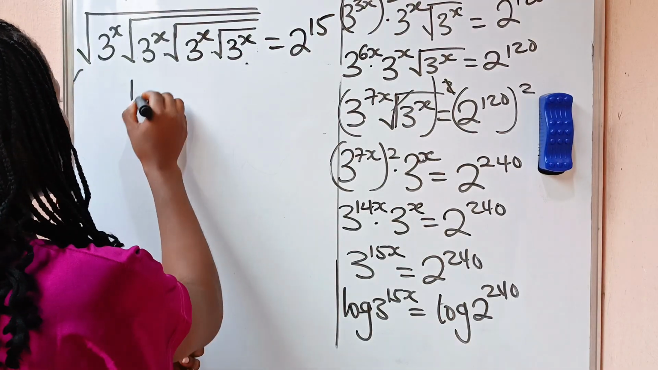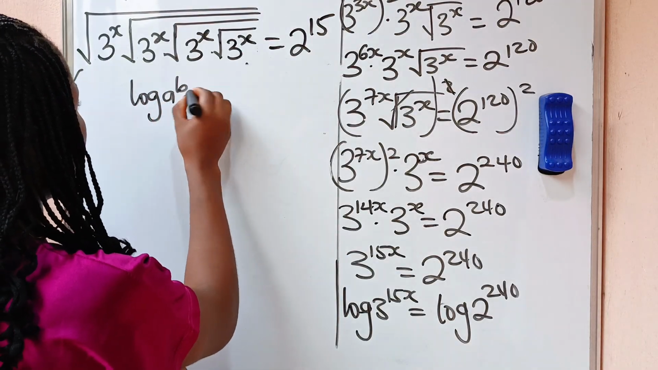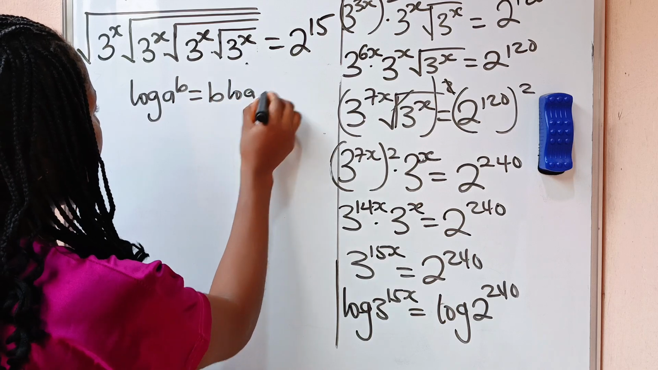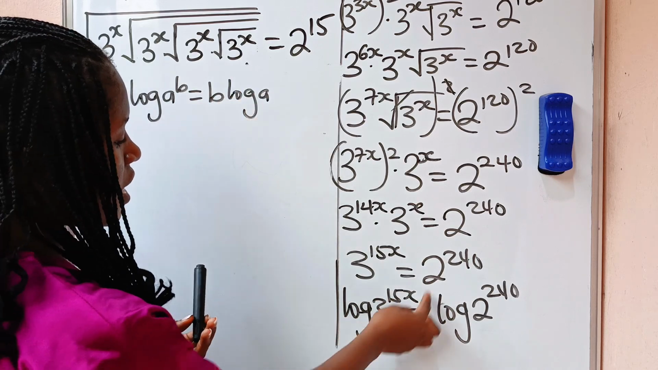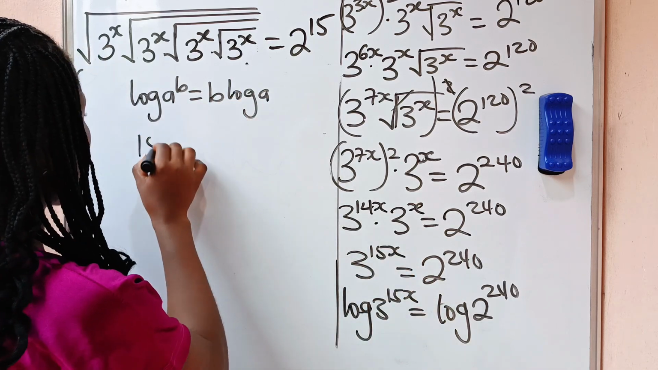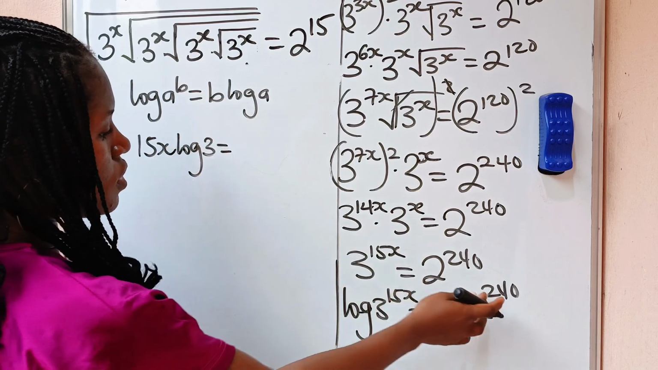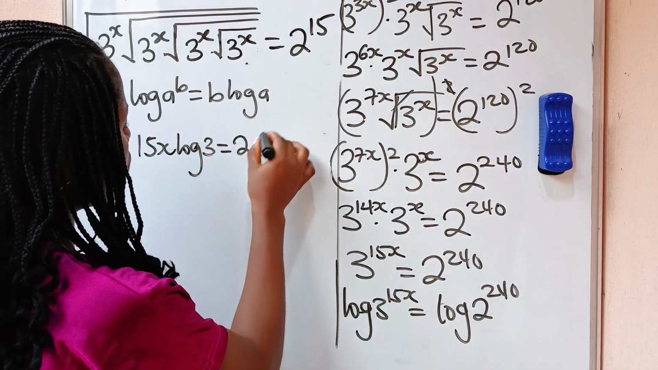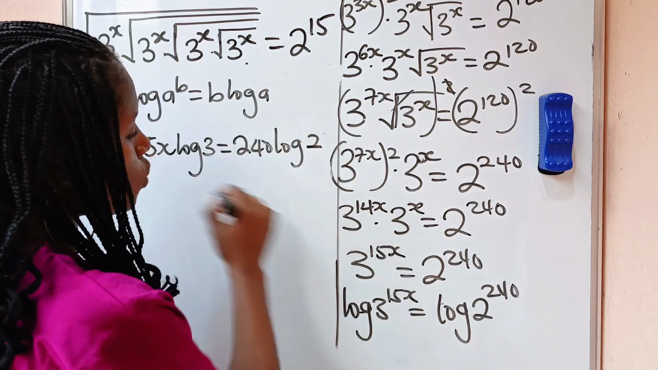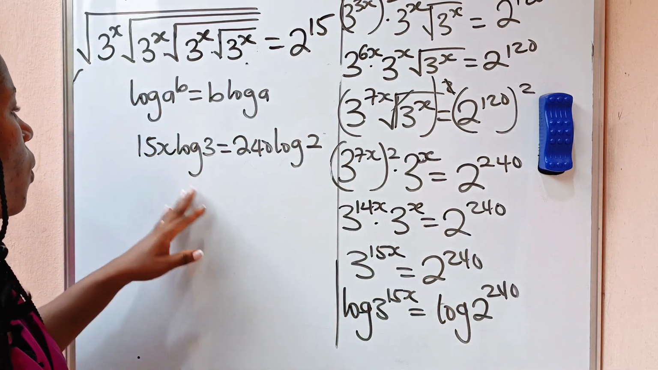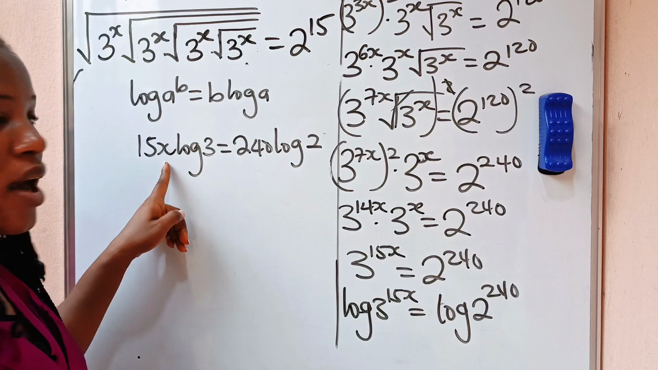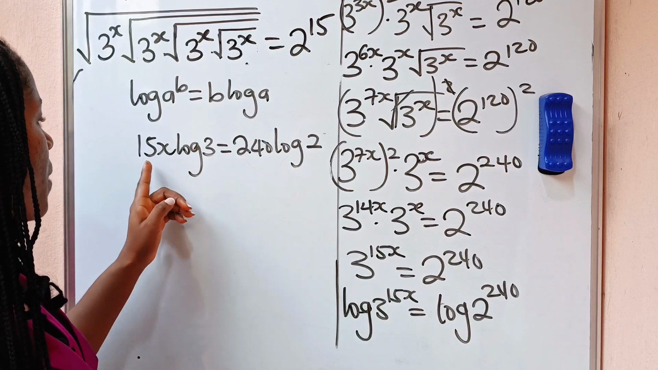So when you have log a to the power of b is equal to b multiplied by log a. So that means that this 15x can come down to multiply log 3. So we have 15x log 3 is equal to, then 240 will come down to multiply log 2. Okay, all right, now let us divide. Since we are looking for x, let's first divide both sides by 15.